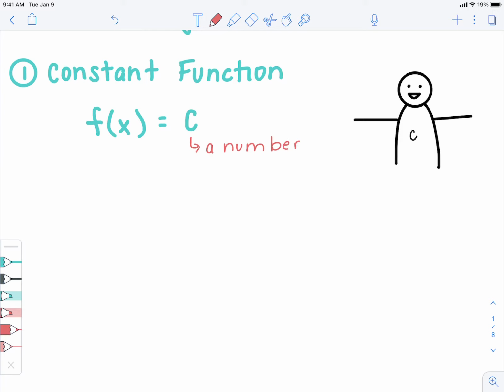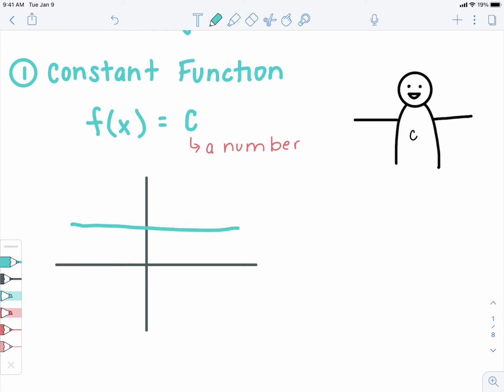And when we graph our constant function, it's just going to be a straight line at whatever our c value is. So constant function is always just a completely flat straight line. Always on the y? Always on the y, yeah. Because f of x is just our fancy way of saying y. Yeah, so it's y equals some number. So we find that y value, and then we just draw a straight line through it.